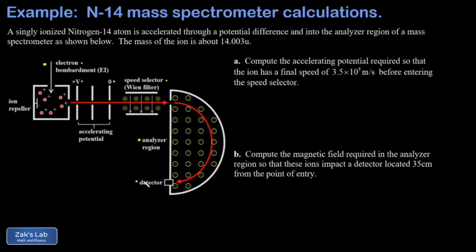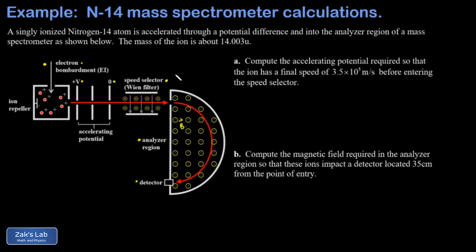So in practice, this mass spectrometer is going to sweep through a bunch of different settings. You can catch particles of different masses by tweaking the strength of the magnetic field in the analyzer region. You can change the accelerating potential if you need to explore a different regime of velocities. You can fine-tune those velocities by changing electric and magnetic fields in the speed selector. So by sweeping through different settings, you can catch the masses of all the different species that are in your sample.